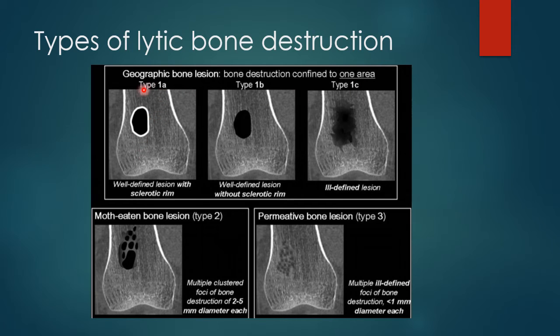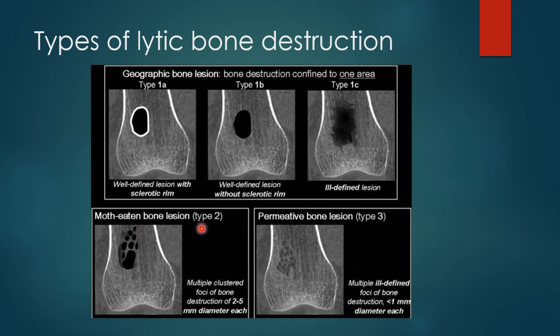In type 1A of geographic bony lesion, we see that there is a well-defined lesion within the bone with a dense sclerotic rim surrounding the lesion. However, in type 1B, we see that there is a well-defined lesion which lacks the sclerotic rim. Type 1C is something where the lesion is no more well-defined, it is an ill-defined lesion.